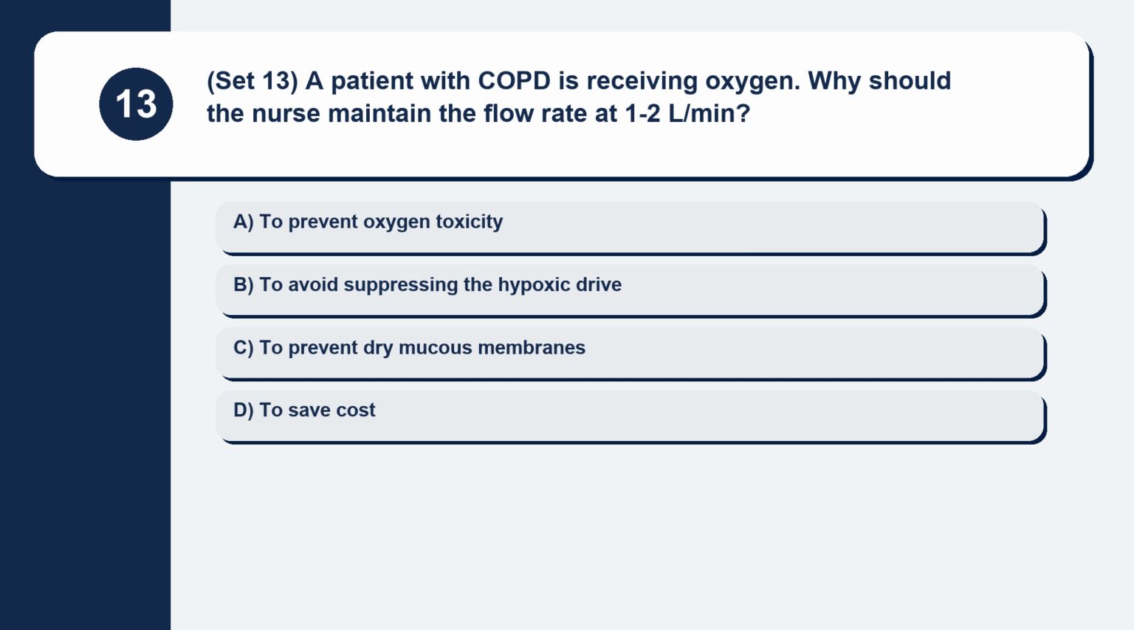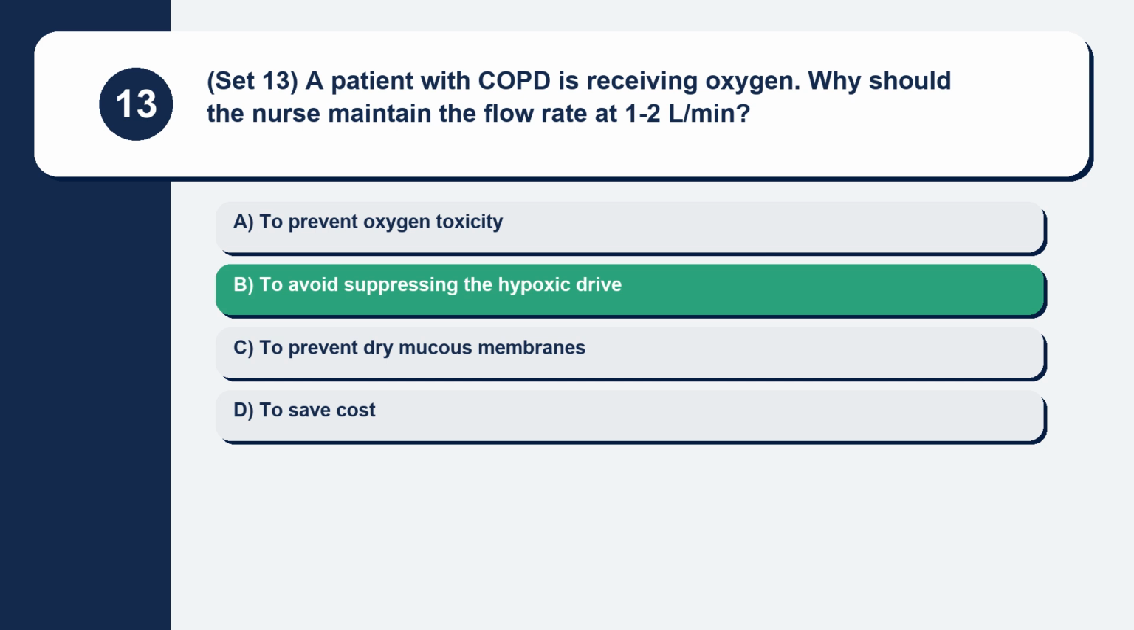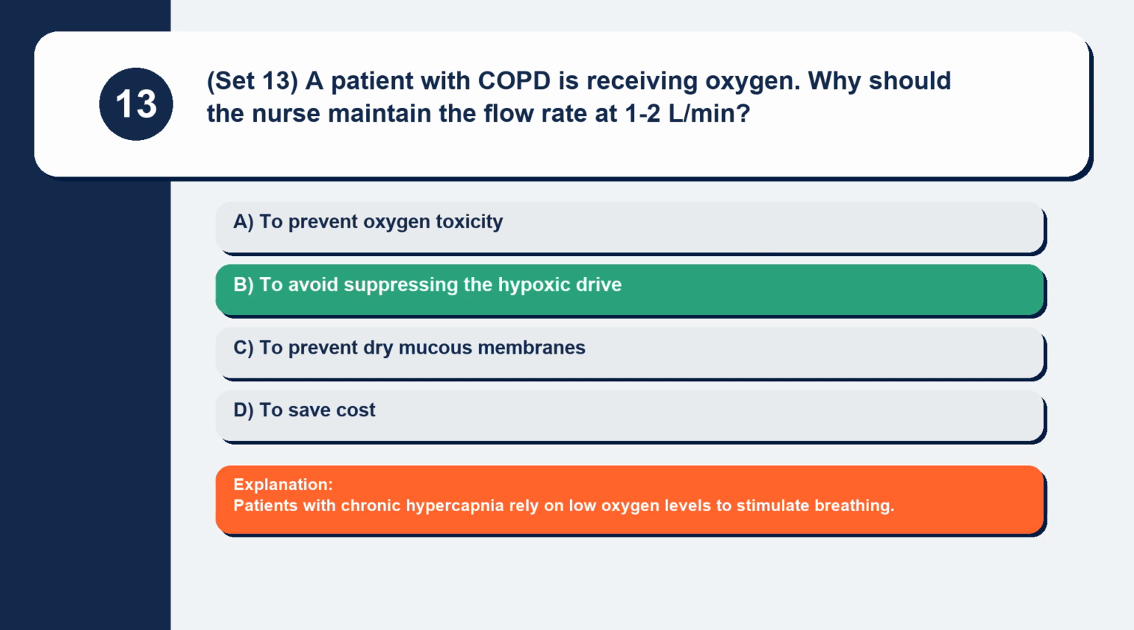Question 13. Set 13. A patient with COPD is receiving oxygen. Why should the nurse maintain the flow rate at 1 to 2 L/min? To prevent oxygen toxicity, to avoid suppressing the hypoxic drive, to prevent dry mucous membranes, to save cost. Patients with chronic hypercapnia rely on low oxygen levels to stimulate breathing.